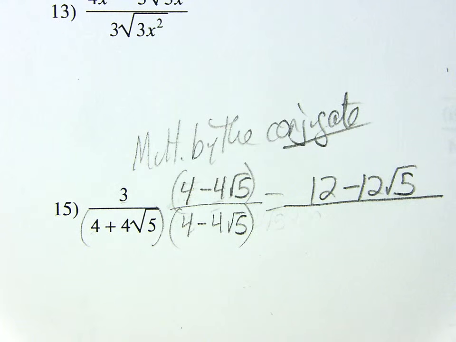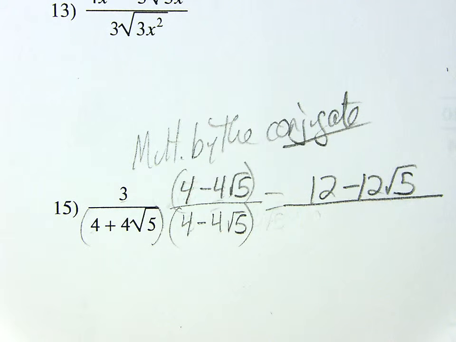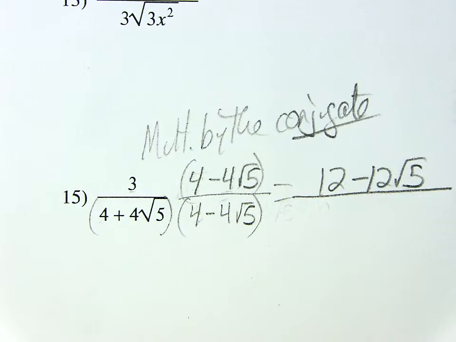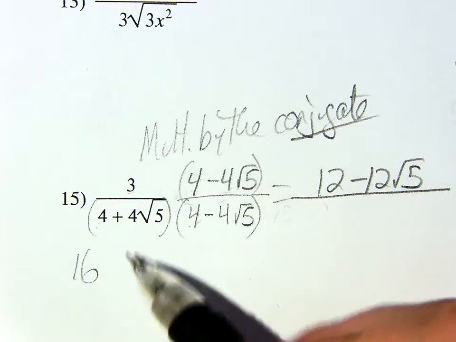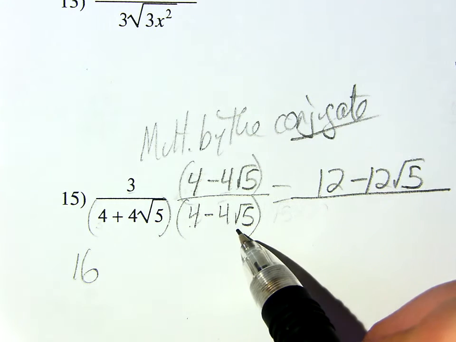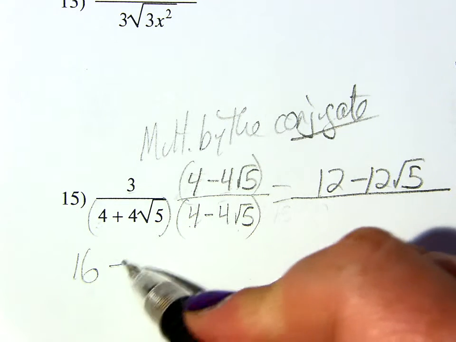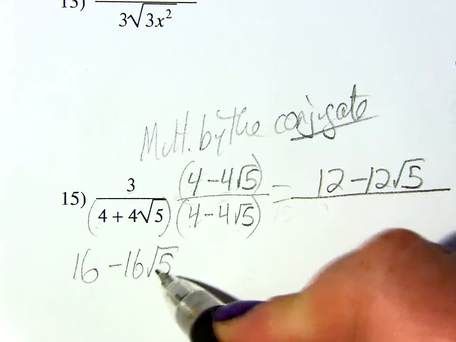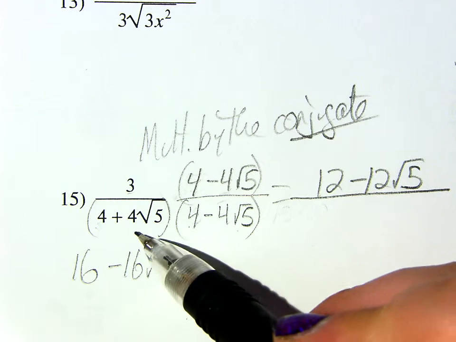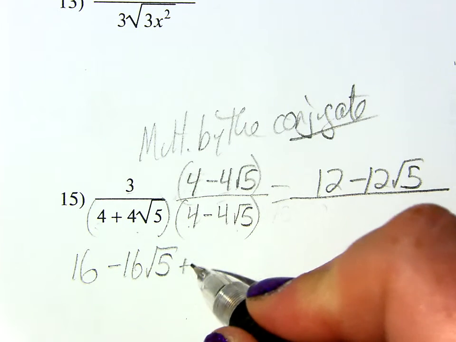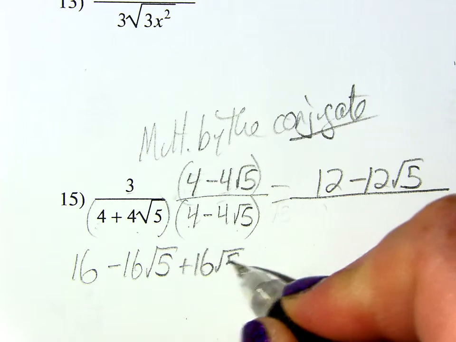Right? Binomial times binomial, you have to FOIL? So watch what happens when I FOIL this. Ready? First, 4 times 4 is 16. Outsides, 4 times negative 4 root 5, negative 16 root 5, right? Insides, positive 4 times positive 4 root 5 is a plus 16 root 5.